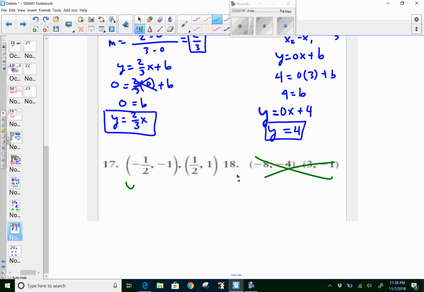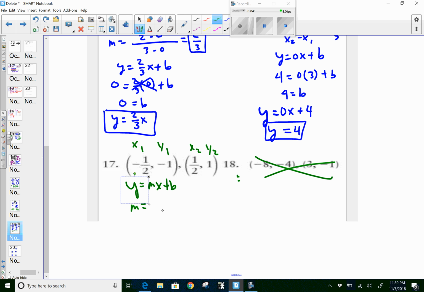So same concept. We have y is equal to mx plus b. To find our m, the formula for m is y2 minus y1 over x2 minus x1. But before we can do that, let's label points: x1, y1, x2, y2. And we're going to go ahead and plug it into this. So we have x2, so we have 1/2 minus a -1/2 on the y2.